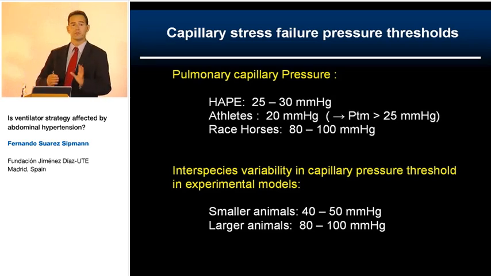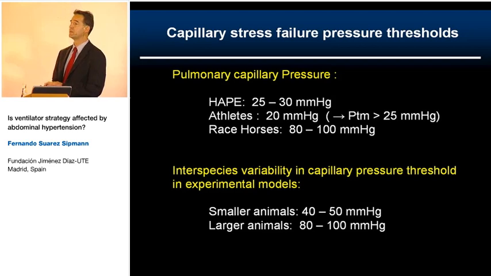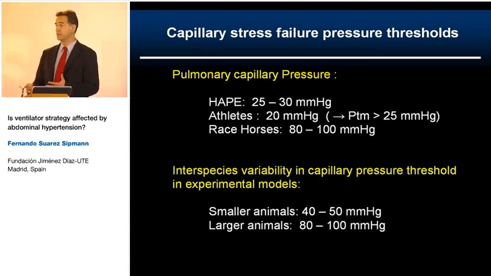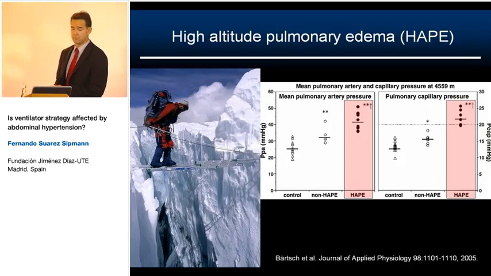So what are the pressure ranges we're talking about? In high altitude pulmonary edema, it's about 25 to 30 millimeters of mercury. That's what has been measured in athletes, up to 20-25 millimeters of mercury. In racehorses, remarkably high, up to 100 millimeters of mercury. But importantly, again, there's a great interspecies variability in the capillary pressures, depending on the size of the animals, in such a way that larger animals tolerate higher pressures and smaller animals tolerate smaller pressures.